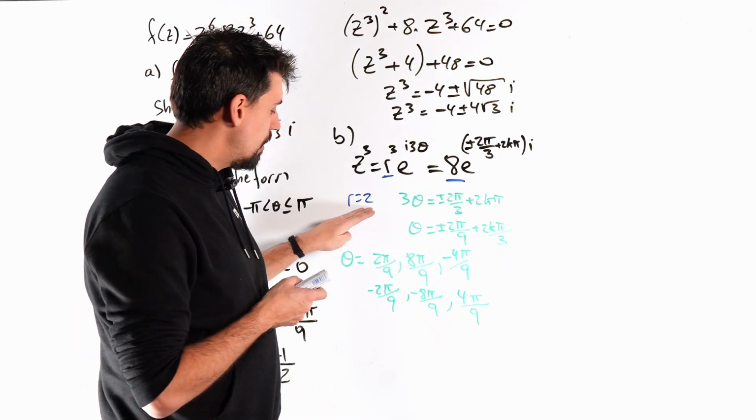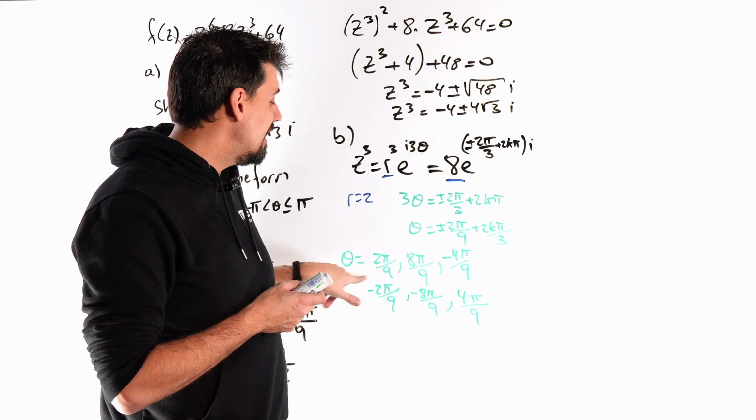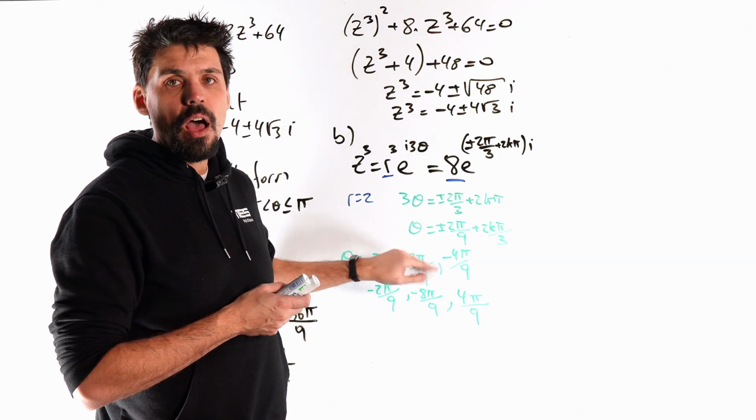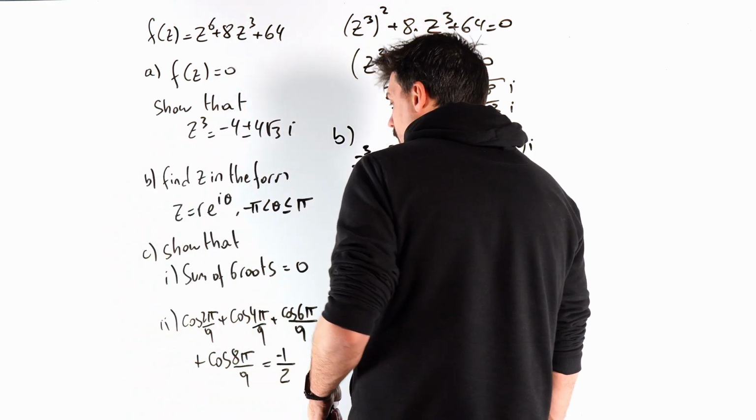All of them have r equals 2, so I'll have r e to the 2 pi over 9 i, r e to the 8 pi over 9 i, etc., etc. There's no need to rewrite them for us right now today. Thank you very much, good sir.